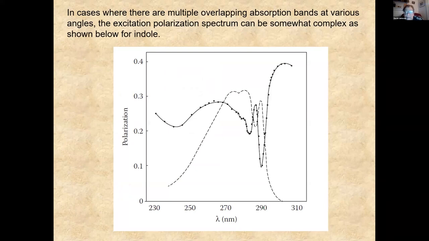Some of you may be interested in tryptophan fluorescence. Here we see the absorption spectrum in the dashed line, and the solid line shows the polarization spectrum. And many people, for example, like to excite at 295 to avoid tyrosine excitation. But here we can see it's a pretty bad wavelength for polarization. For polarization, you'd like a higher value, you should be up here.